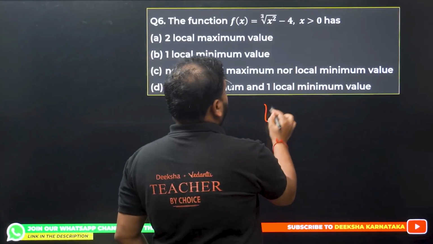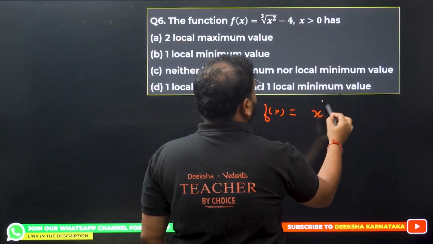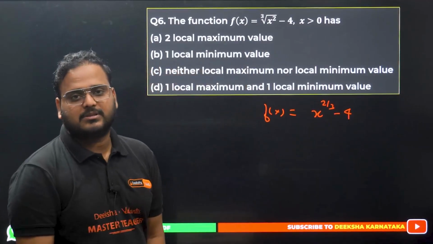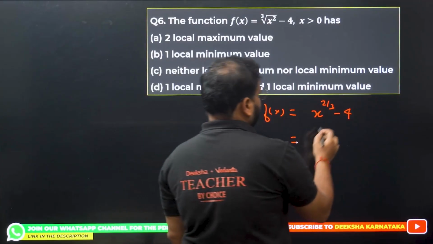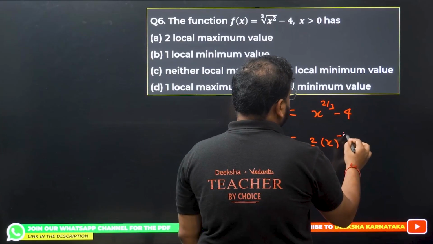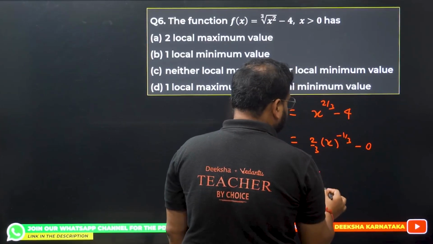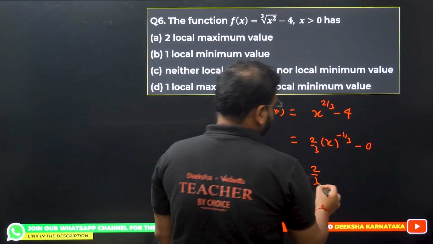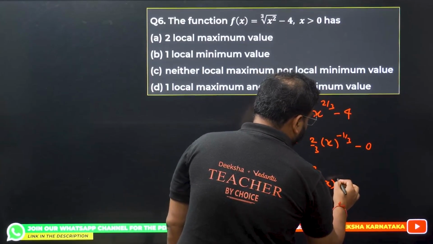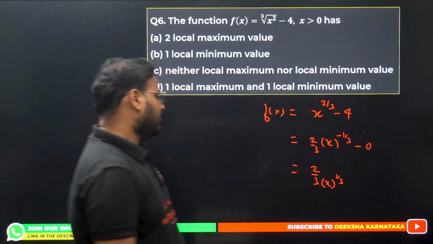The function is given over here, f of x. Check this out. If I write it like this, 2 by 3 x power 2 by 3 minus 4, and differentiate, it will become 2 by 3 and x power will have 2 by 3 minus 1, minus 0 of course. This will become 2 by 3 and x power, 2 by 3 minus 1 will become what? 1 by 3, so x power minus 1 by 3. Okay.